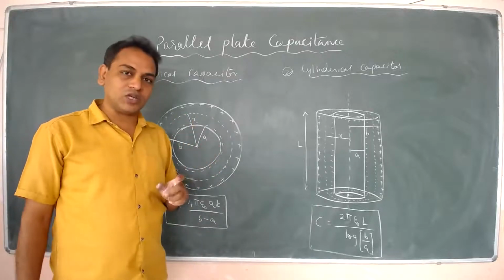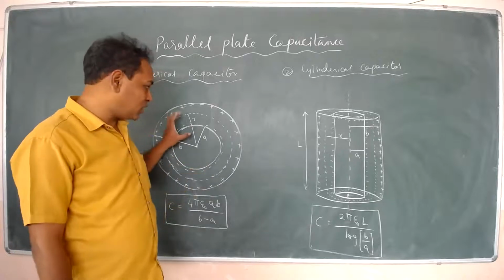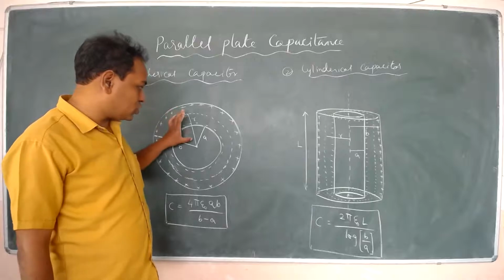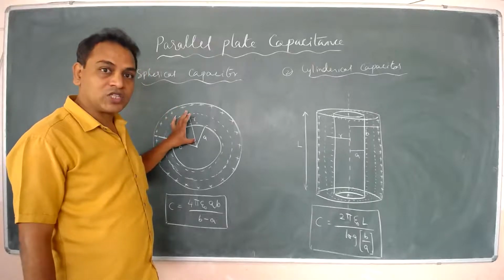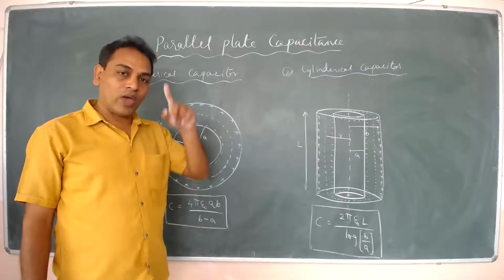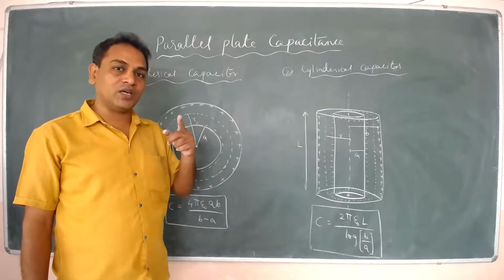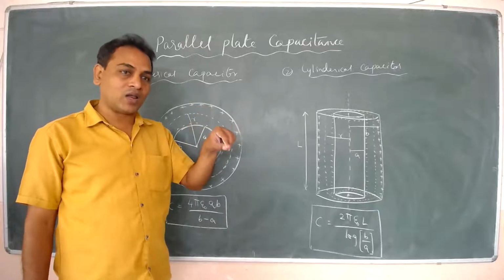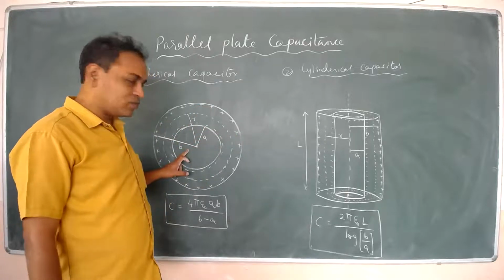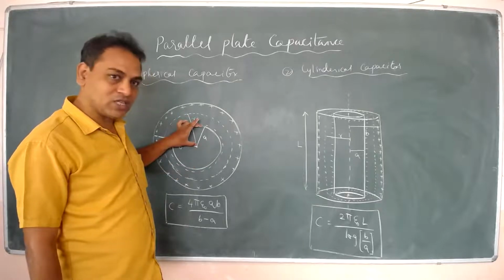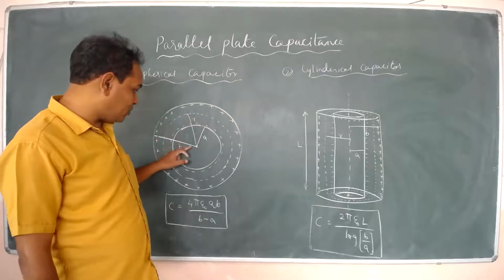There is a derivation. In that derivation, we will consider an assumed cylinder. We will first assume a smaller radius, then from that we will derive. After deriving, we have to integrate it. In that integration, we will substitute the value of R as a and b. That means these two are the limits. R has a lower limit, that is a, and R has the upper limit, that is b.